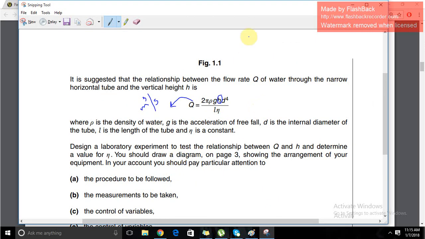right? So this is d, it is internal diameter, which would be in meters. And how do we get the internal diameter of something? We need to use vernier calipers. With using a vernier caliper, we can get the internal diameter of anything, and because we need to keep this a constant throughout the experiment.